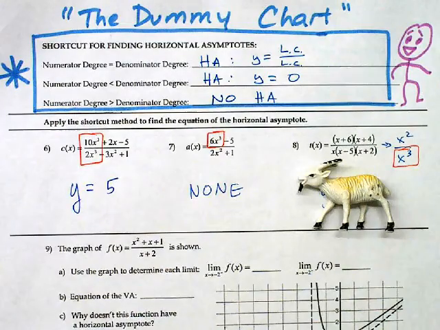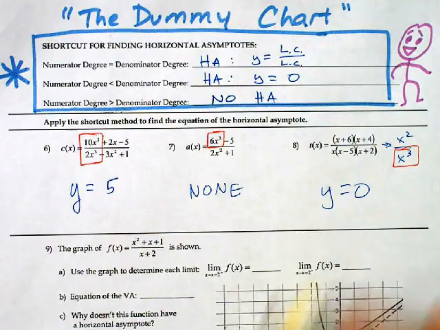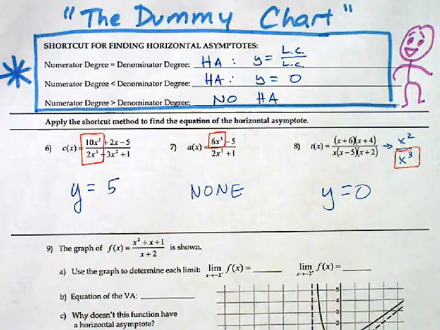And for number 8, we do have to figure out the leading term, x squared over x cubed, but now that we see that, boom, the denominator has the larger power. The horizontal asymptote is y equals 0.